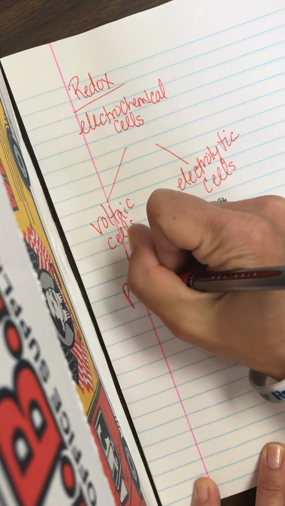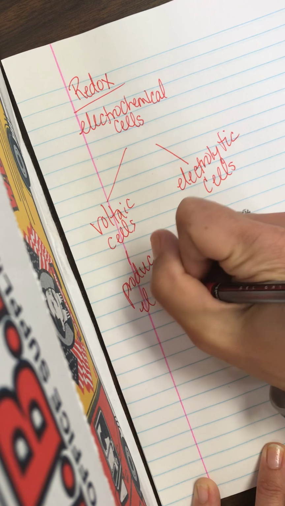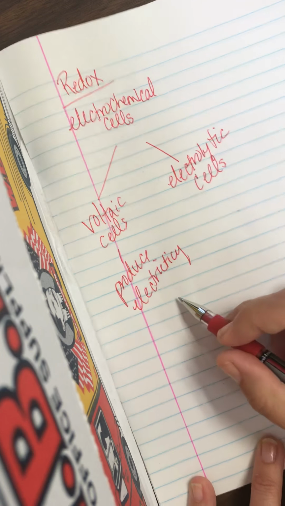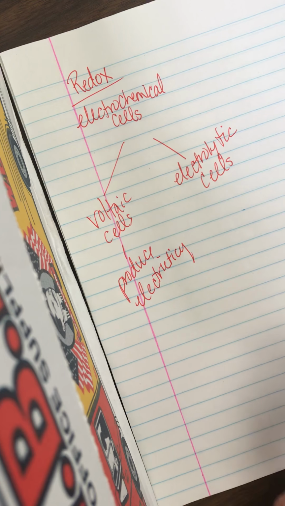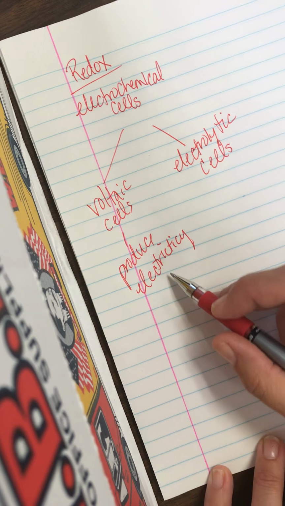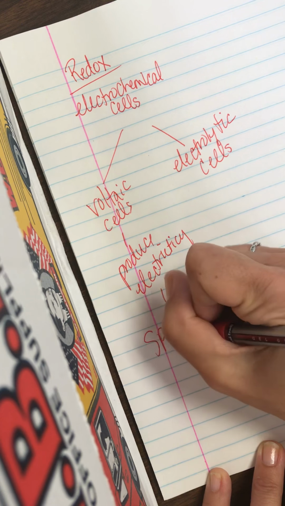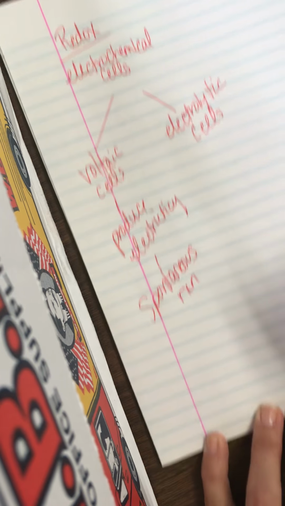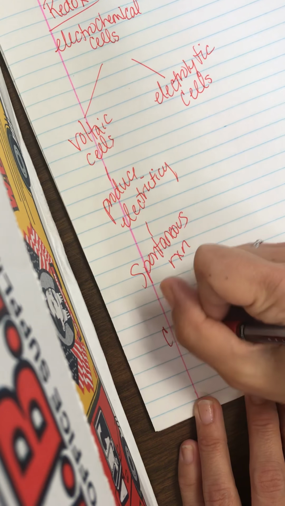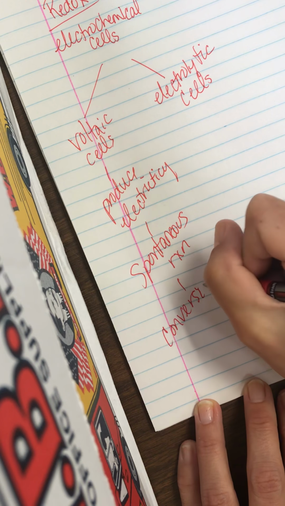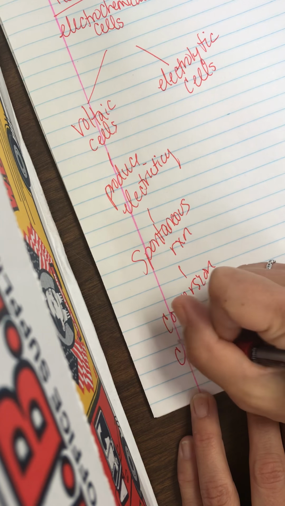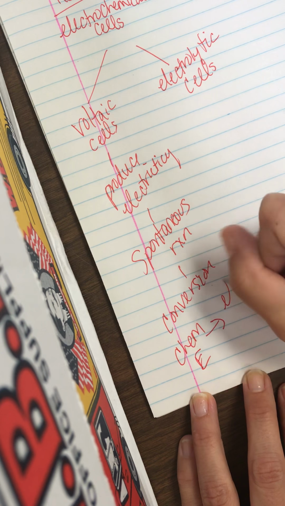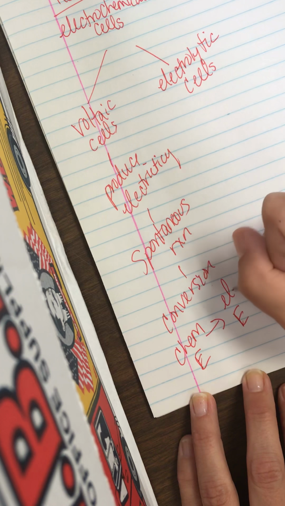Voltaic cells produce electricity. We did a fruit battery lab where we used fruit and a voltmeter to measure how much electricity we were making. So this was a spontaneous reaction, and it had a conversion. We used a chemical reaction, so chemical energy converted into electrical energy.